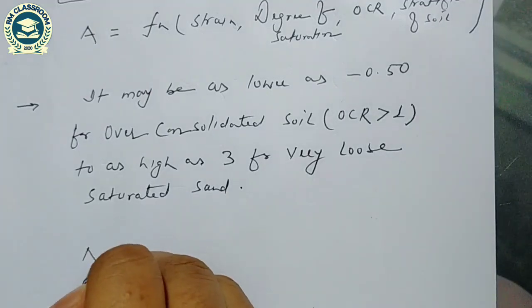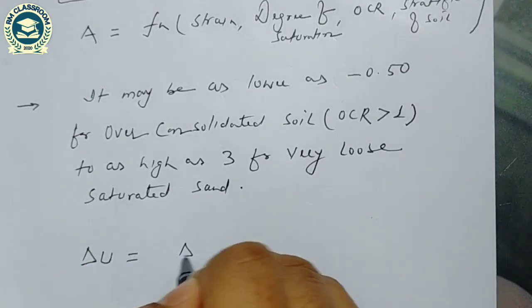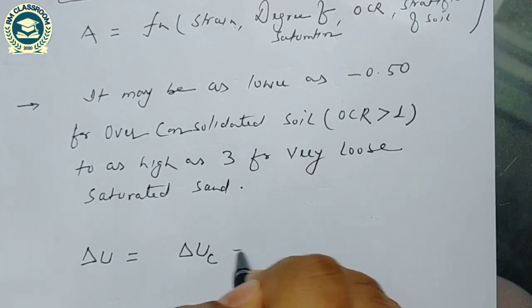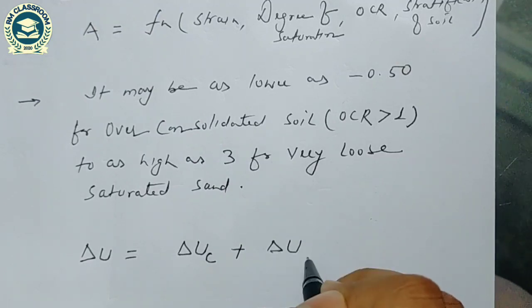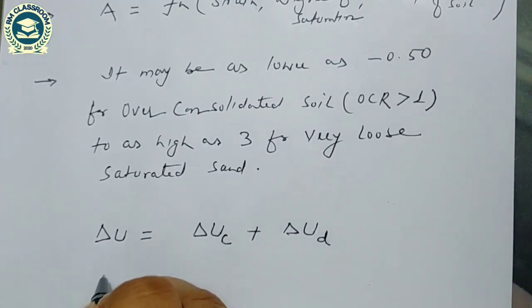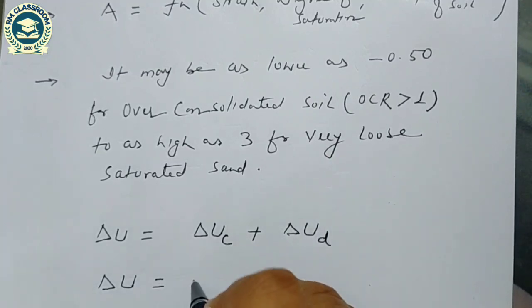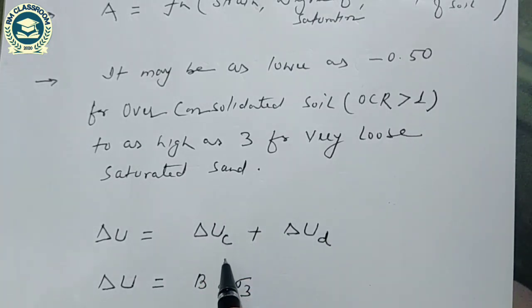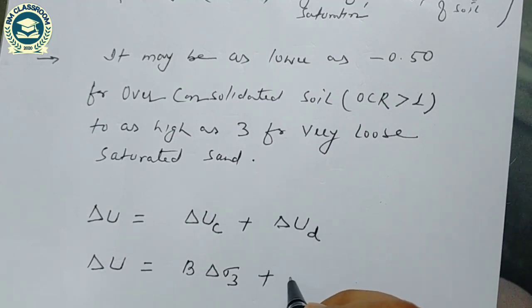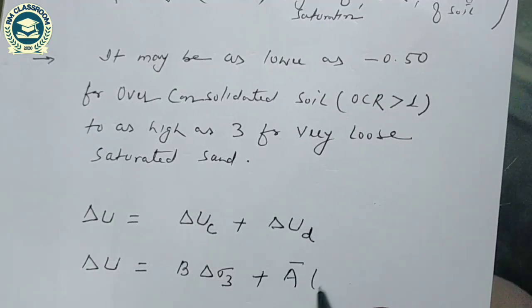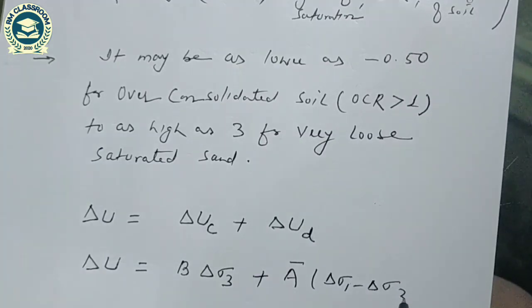And we know that the change in pore water pressure can be written as the change in pore water pressure due to the change in cell pressure, and the change in pore water pressure due to the change in deviator stress. So delta U_C can be written as B delta sigma 3, because we know that B is the ratio of change in pore water pressure due to the change in cell pressure divided by the change in cell pressure. And similarly delta U due to sigma D can be written as A bar times (delta sigma 1 minus delta sigma 3).